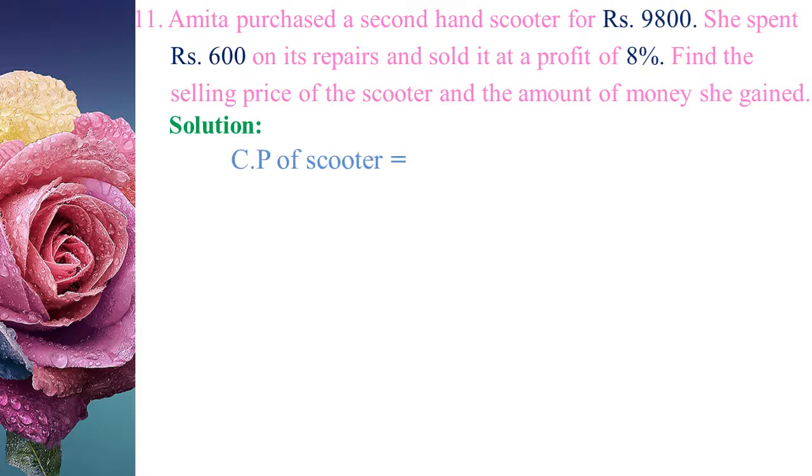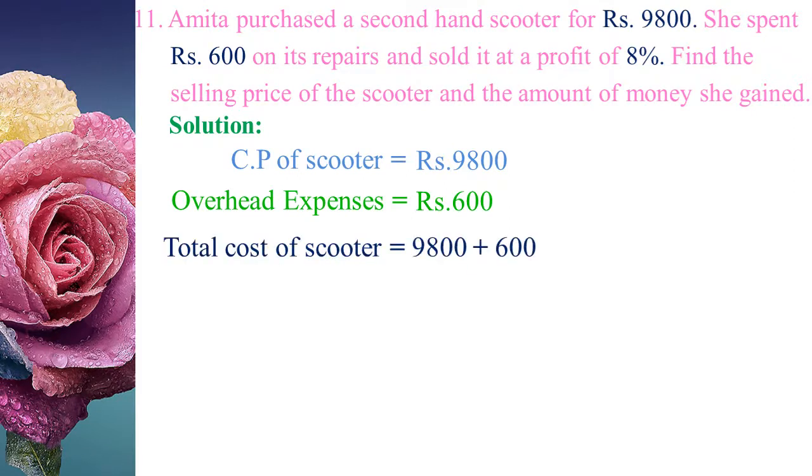So, cost price of scooter is rupees 9,800 and overhead expenses is rupees 600. Overheads are always added to the cost price. So, total cost of scooter is 9,800 plus 600. So, total cost price is rupees 10,400. Then, she sold the scooter at a profit of 8%. Now, we know the cost price and profit percentage. Let's find the selling price.